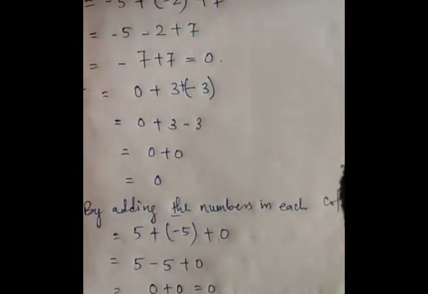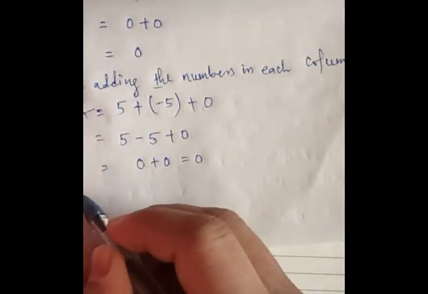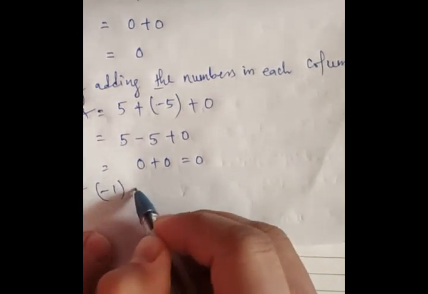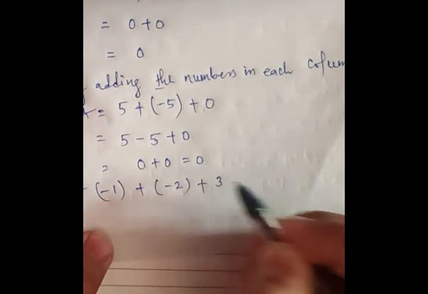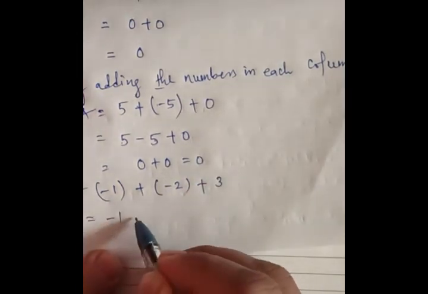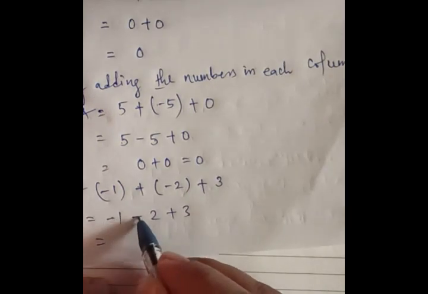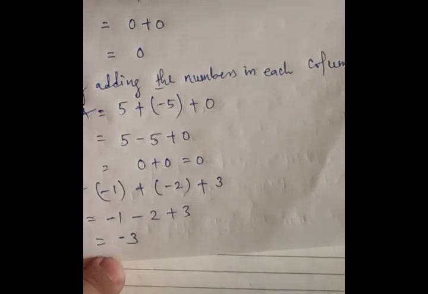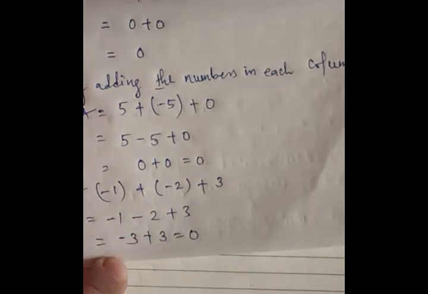This was your first column. In the second column we have minus 1 plus minus 2 plus 3. Minus 1 plus minus is minus, 2 plus 3. So minus 1 minus 2, you add, but your sign will be minus, plus 3. So minus 3 plus 3 is your 0. Okay, let's move on to the next column.